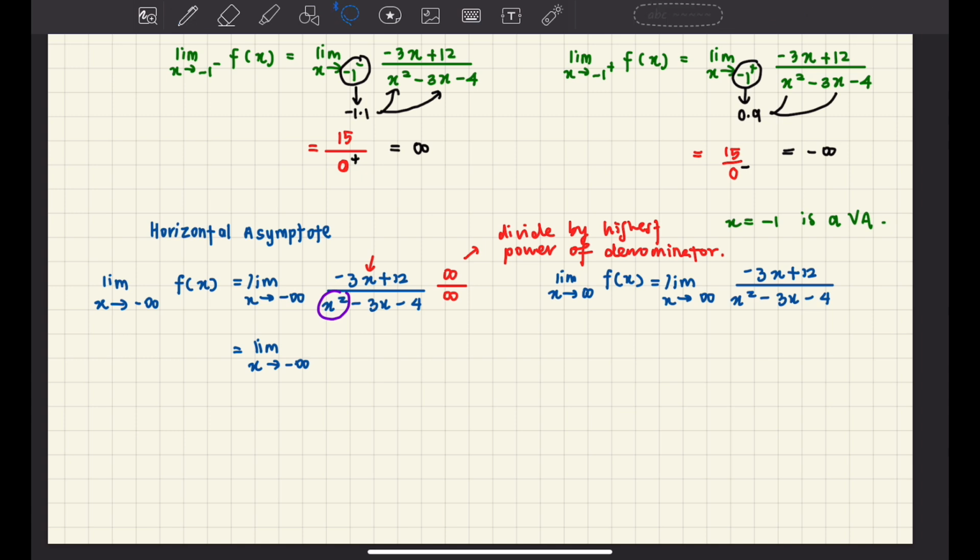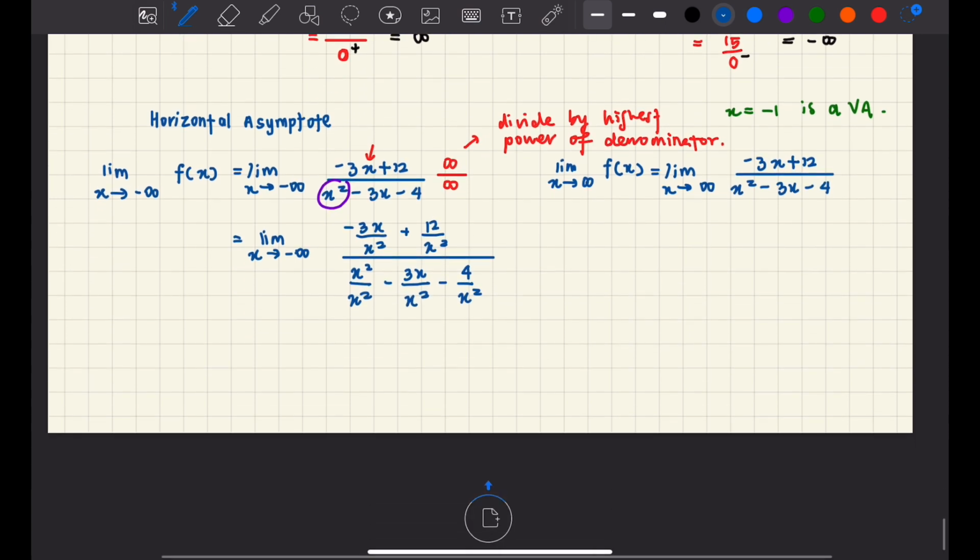The limit will always be here as long as you have your x. Then we are going to divide everything by x squared. So negative 3x divided by x squared, plus 12 divided by x squared as well, over x squared over x squared minus 3x over x squared minus 4 over x squared. So let's simplify this one.